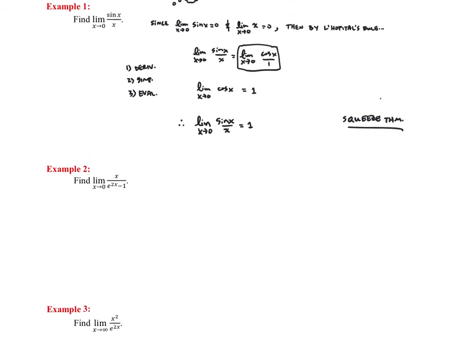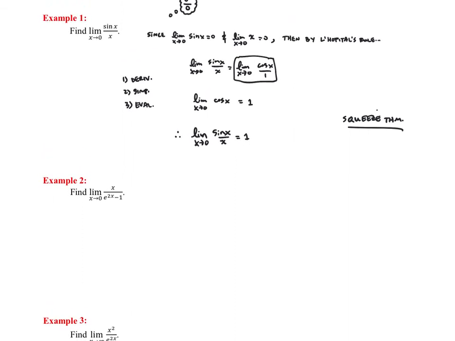Find the limit as x approaches 0 of x over e to the 2x minus 1. Okay, so if we were to do an evaluation immediately using direct substitution, you'd see that you get a form of 0 over 0. That's an indeterminate form, specifically an indeterminate form, as we mentioned, which is aligned with L'Hopital's rule.